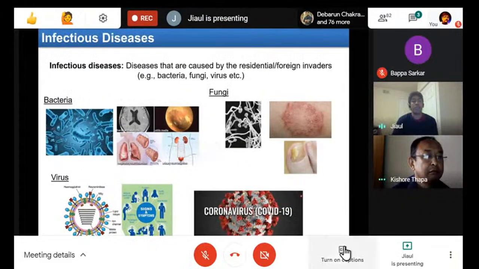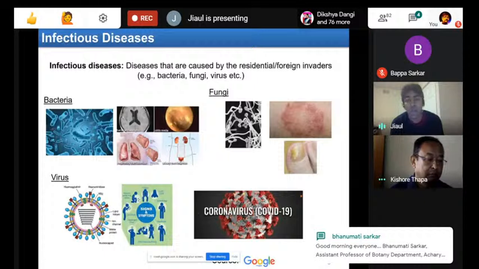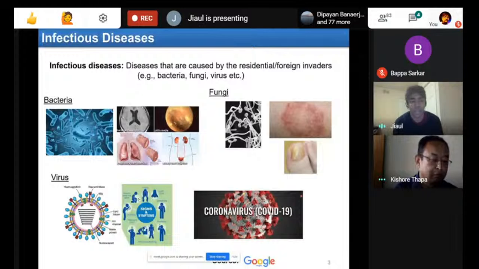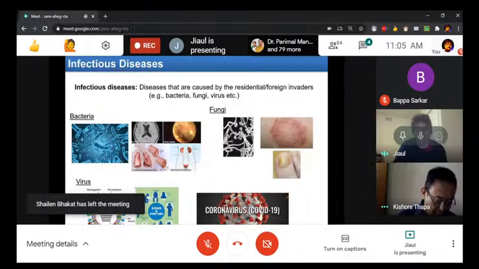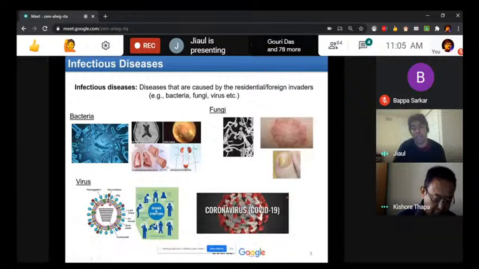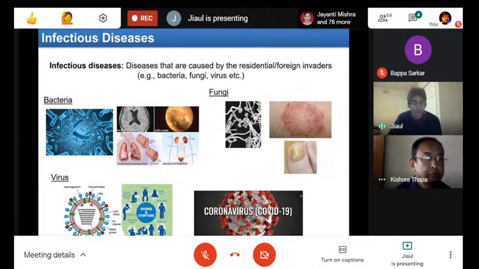Just to give you a brief introduction, I think we are all familiar with infectious diseases that are caused by either residential or foreign invaders. And by invaders, I mean bacteria, fungi, or viruses. Here I've shown some examples of diseases caused by different types of bacteria, like bacterial meningitis, respiratory tract infection, or even urinary tract infections. Here are some infections that are caused by fungi, for example skin infections, or even infection in the nail.